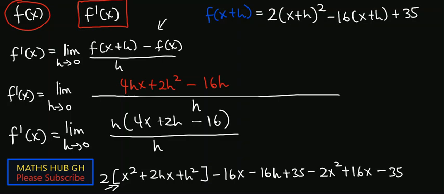So now we can do the direct substitution here. But before we do that, let's cancel out the h. This h will cancel out this. So now we can go ahead with the direct substitution. We are going to have 4x plus 2 multiplying 0, minus 16. So at the end, our answer is going to be 4x minus 16.